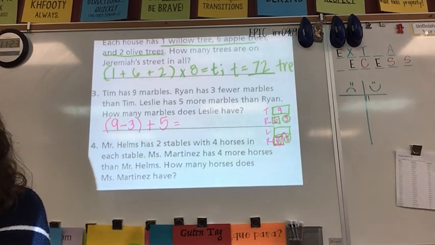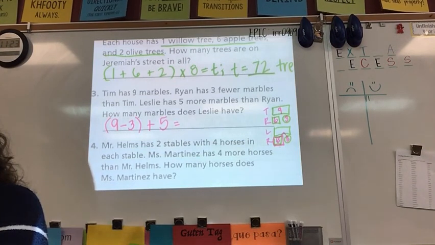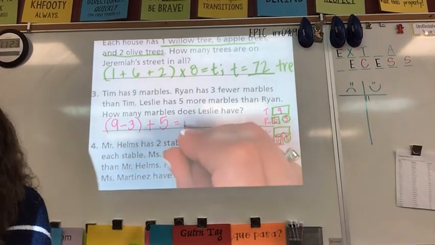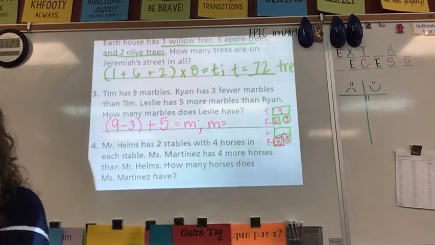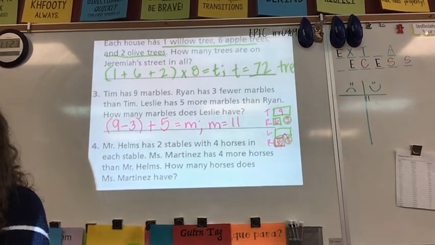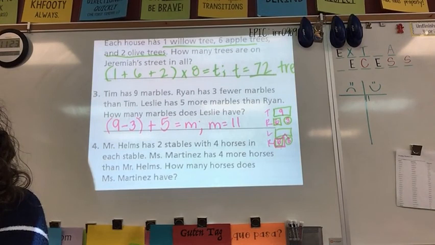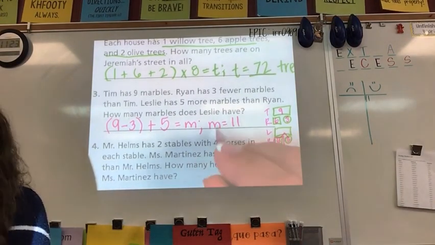And then it equals 6 plus 5. 11. It would be 11. So I'm going to put my m because I want my variable. M equals 11. 11 what? Marbles. Marbles.